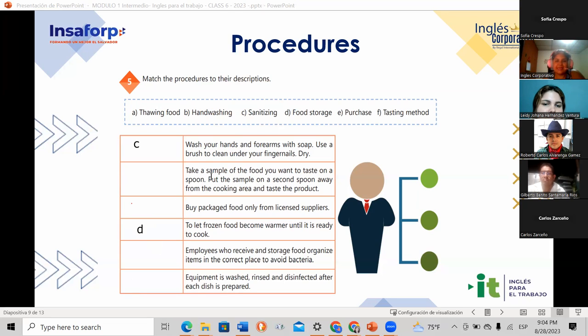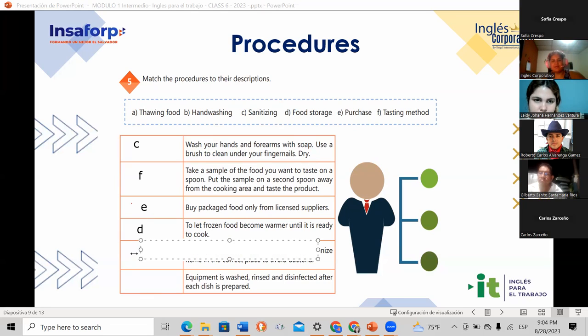What about this one? Take a sample of food you want to taste on a spoon. Tasting method. F. Buy packaged food only from licensed suppliers. Purchased. Employees who receive and store food organize items in the correct place to avoid bacteria. Sanitizing. Food storage.